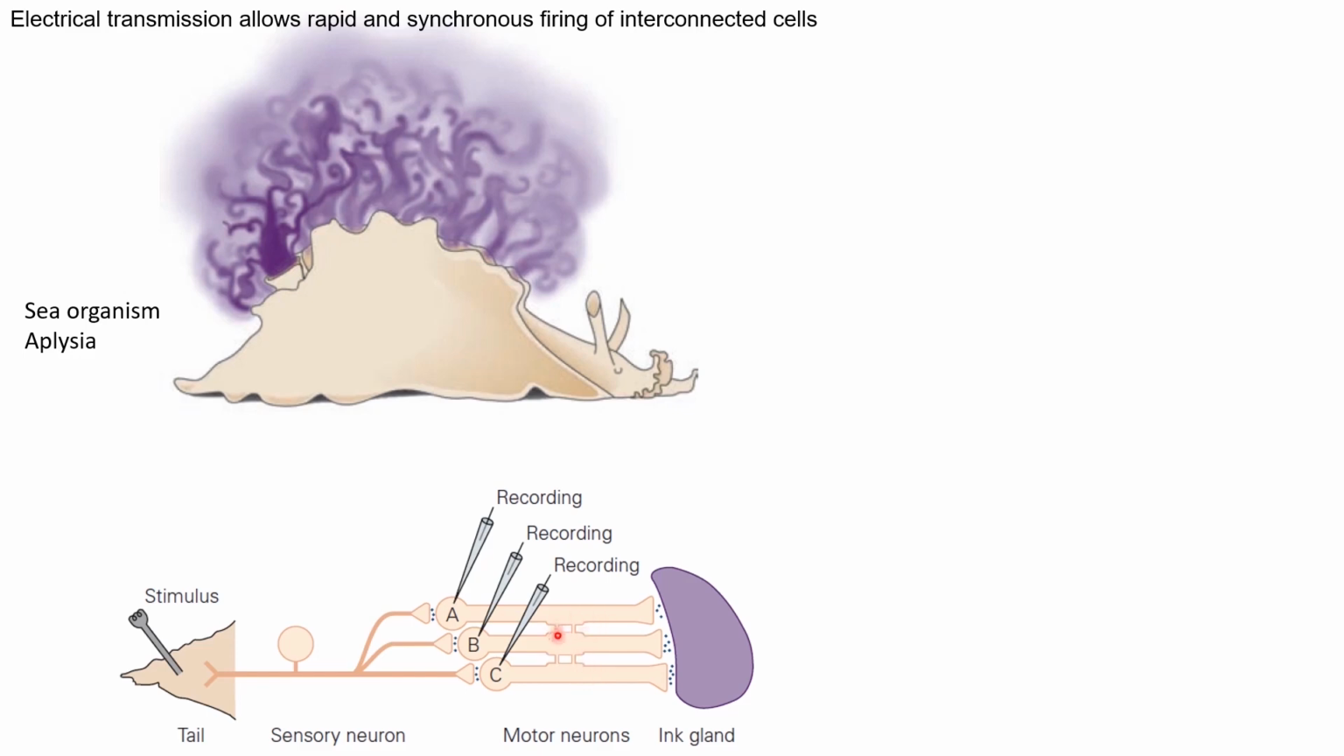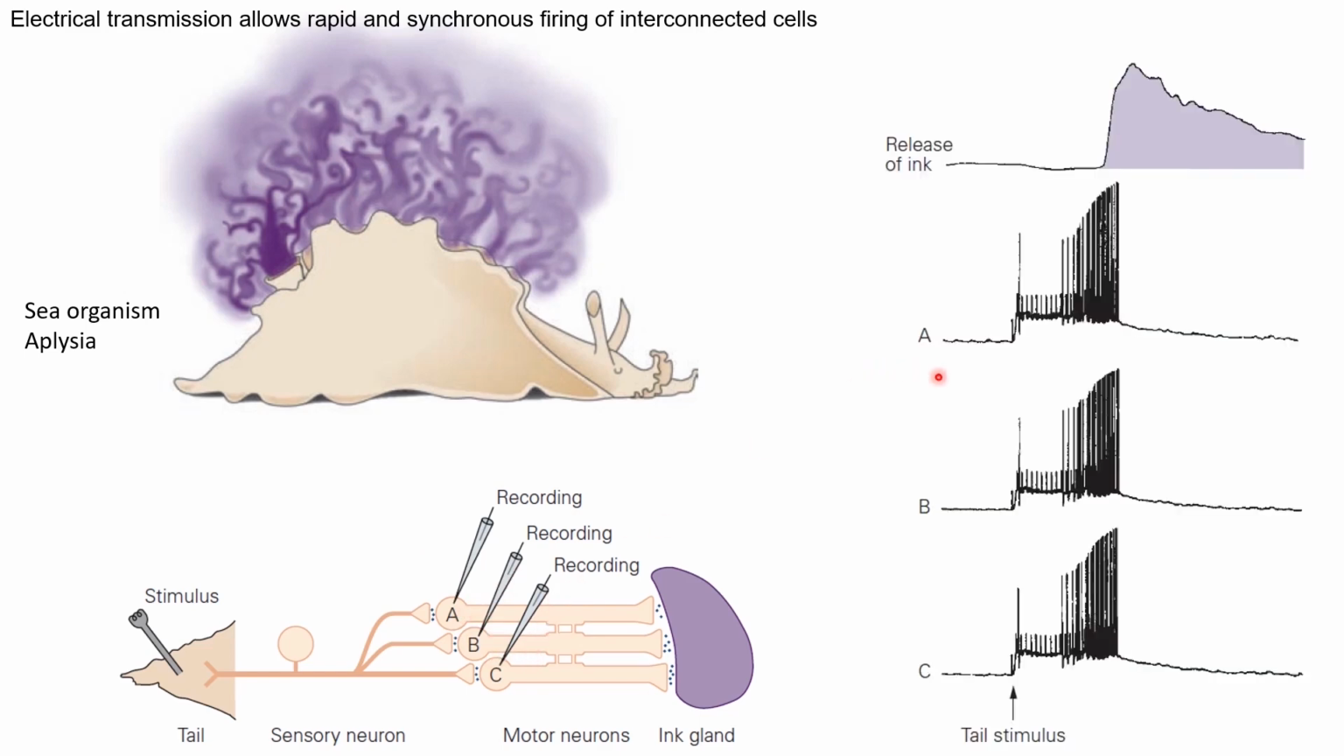We can verify this phenomenon by doing a simple experiment. So if we artificially stimulate the tail and we make recordings from these three neurons at the same time. Now this kind of experiment is possible in Aplysia because these neurons are accessible and relatively large. But in vertebrates, such an experiment making recordings from three targeted neurons at the same time would be very difficult.